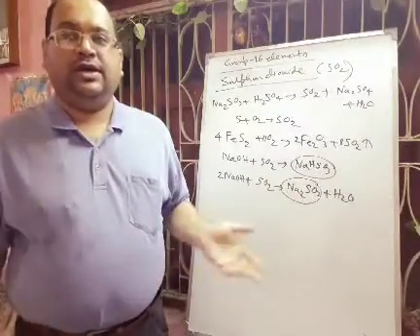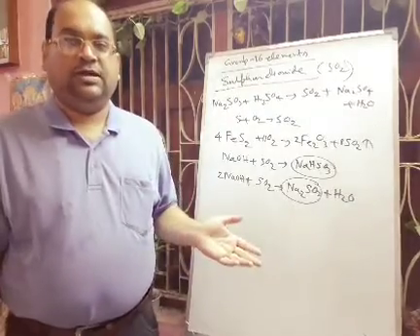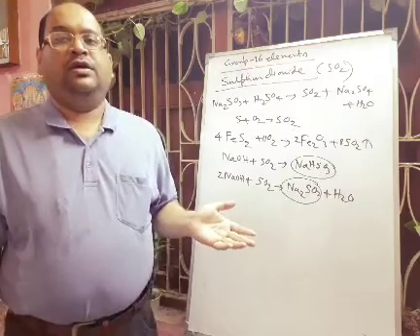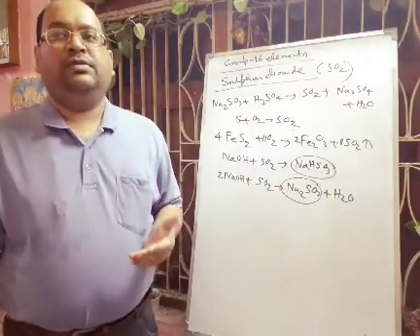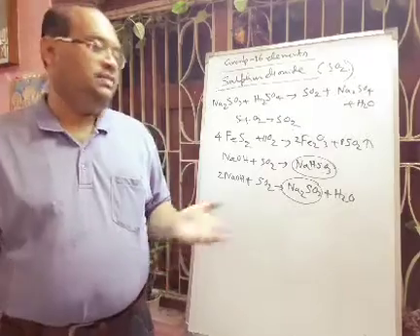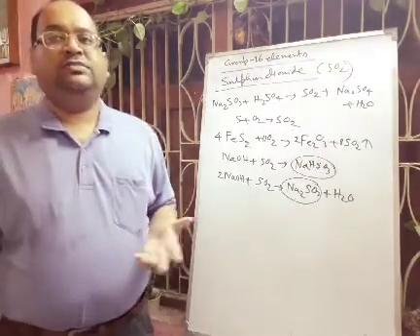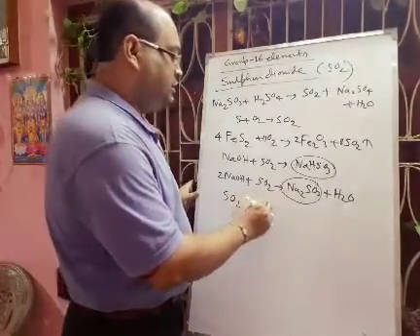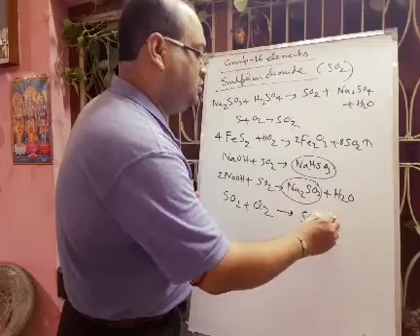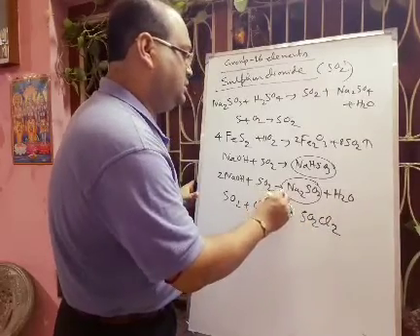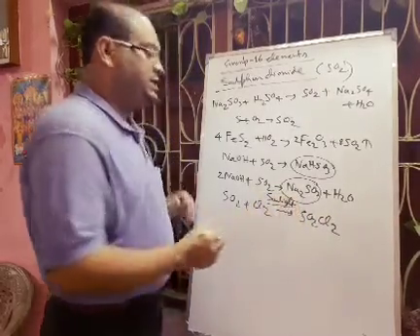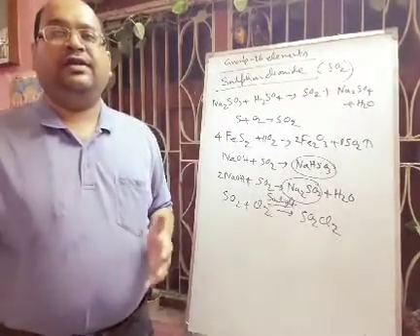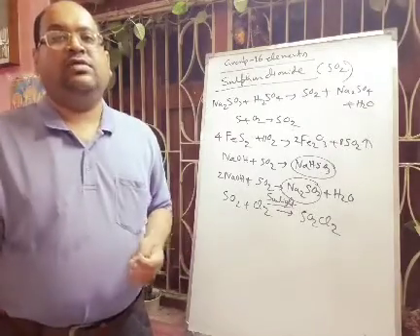Next, sulfur dioxide reacts with chlorine in the presence of sunlight to form sulfuryl chloride. So SO2 is reacting with chlorine, forming SO2Cl2 in the presence of sunlight. This is the reaction with halogen or chlorine, and the reaction shows that sulfur dioxide is an unsaturated compound.